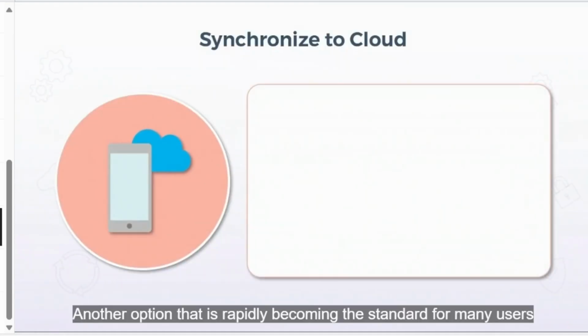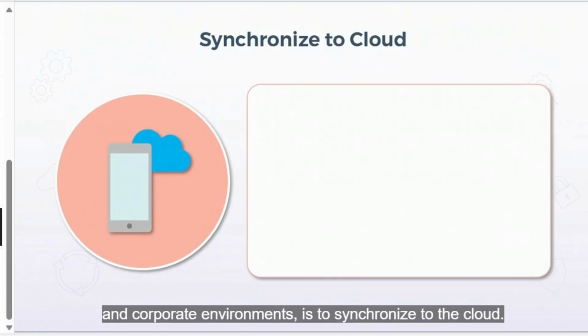Another option that is rapidly becoming the standard for many users and corporate environments is to synchronize to the cloud. This makes the synchronization process much more accessible because any device, anywhere, can perform synchronization at any time as long as it has access to the internet. Whereas if you were only performing local synchronization between devices such as your personal phone to your laptop, you couldn't do it until you had both devices in front of you.